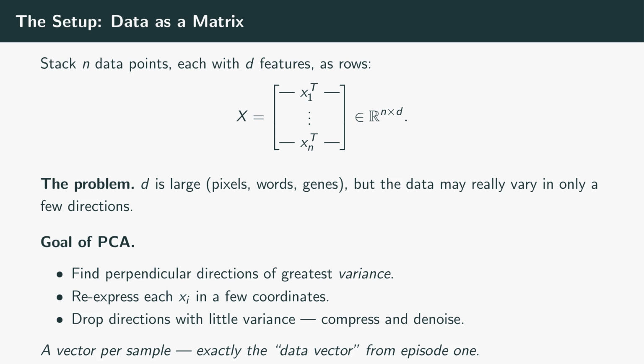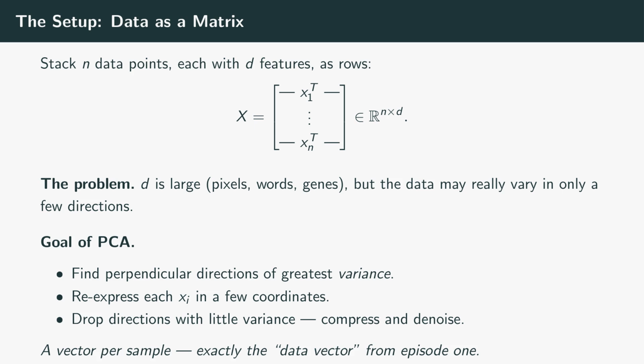The problem is that d, the number of features, is usually enormous. An image has tens of thousands of pixels, a document tens of thousands of possible words. Yet the data rarely varies in all those directions independently. Faces share structure, documents share vocabulary. The true variation hides in a few directions.